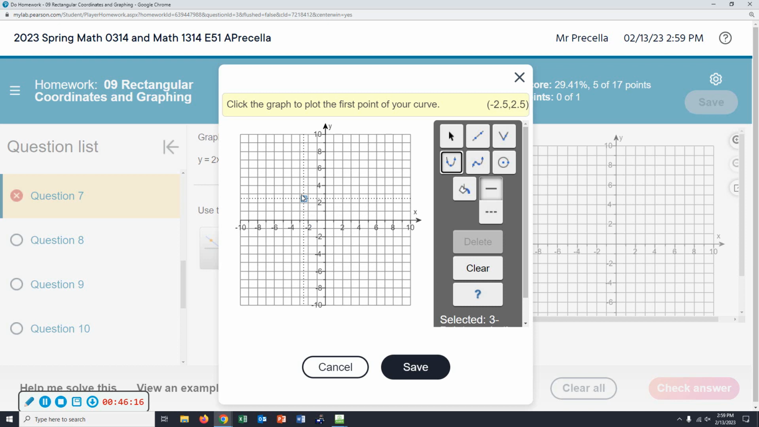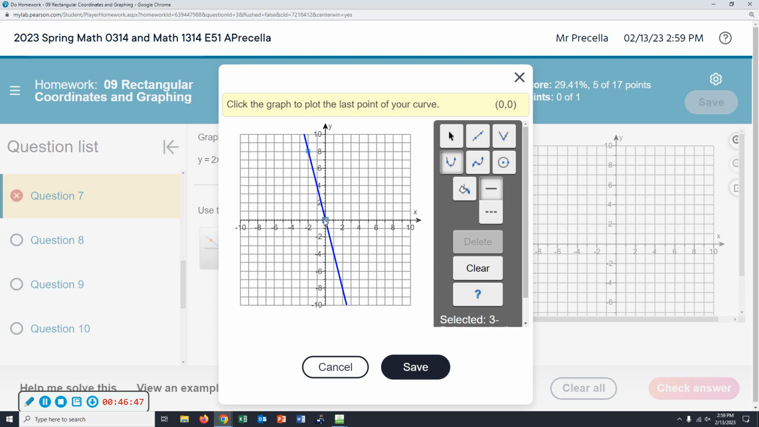-2, up 8. Am I at -2, 8? Yeah, I am. I look in the right-hand corner of that yellow rectangle. I'll click there. Next is 0, 0. So it's basically just connecting the 3 points. At this point, when you put the second point in, it looks like a line, doesn't it? But it's not a line.